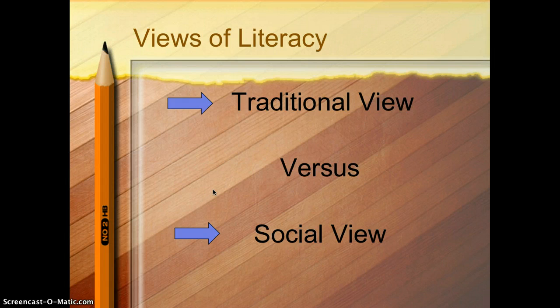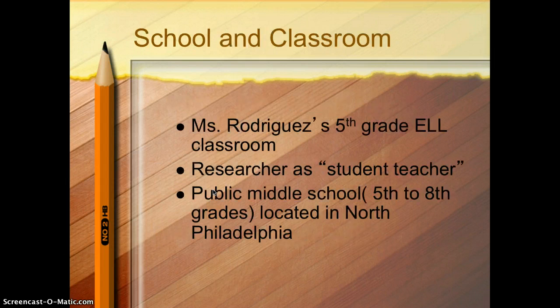This social view of literacy was the criteria Freeman used to determine the teachers and classrooms where she would conduct her research, and also drove the development of the writing and reading program. Freeman became a student teacher and co-researcher with Ms. Rodriguez in her 5th grade classroom. The class was an ELL class in a public middle school in North Philadelphia.